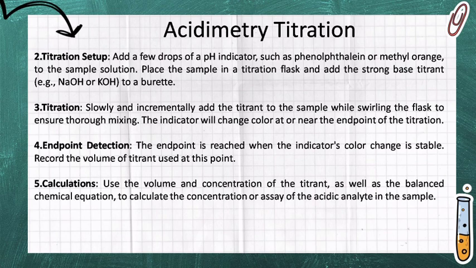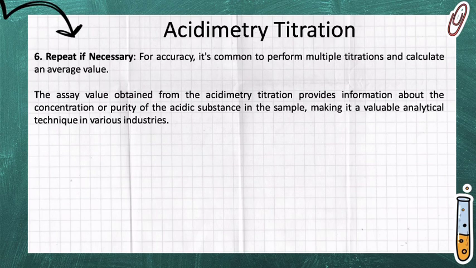Fifth, calculations. Use the volume and concentration of the titrant, as well as the balanced chemical equation, to calculate the concentration or assay of the acidic analyte in the sample. Sixth, repeat if necessary. For accuracy, it's common to perform multiple titrations and calculate an average value. The assay value obtained from the acidimetry titration provides information about the concentration or purity of the acidic substance in the sample, making it a valuable analytical technique in various industries.